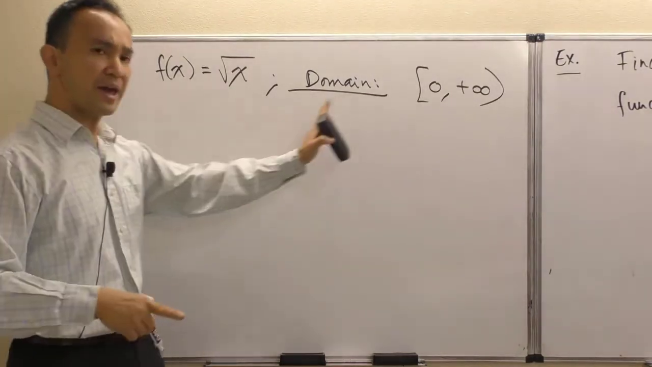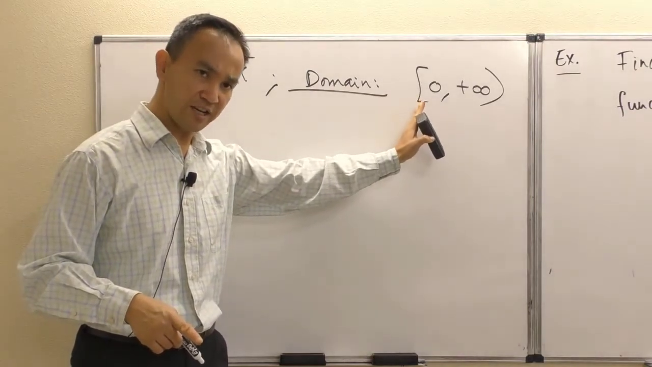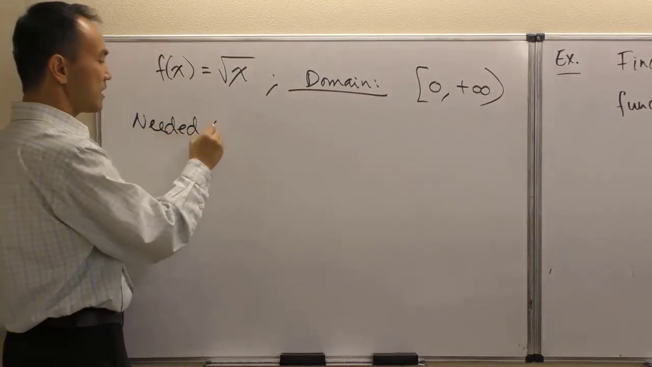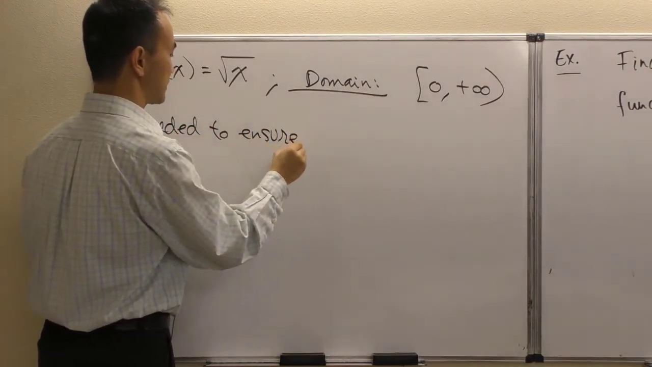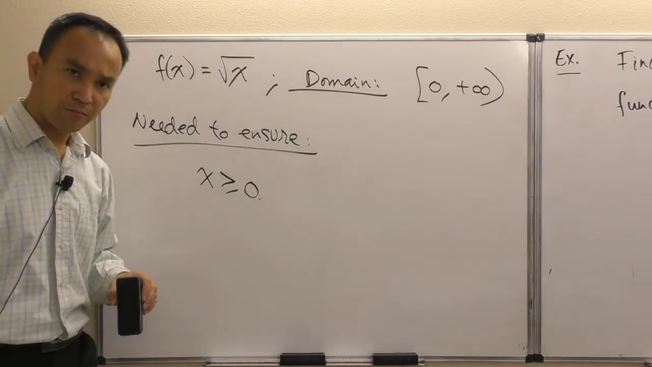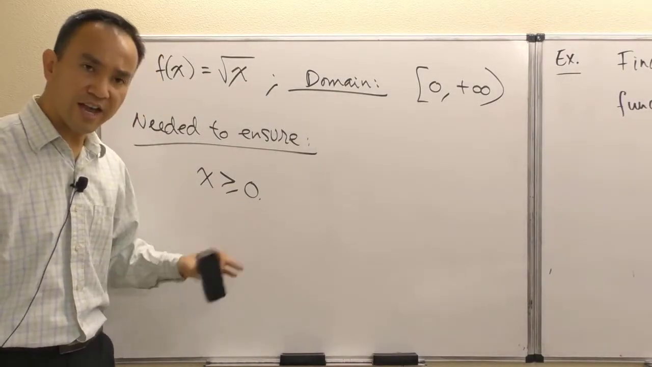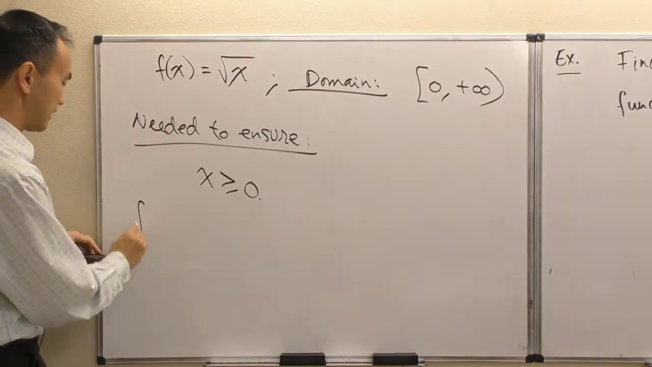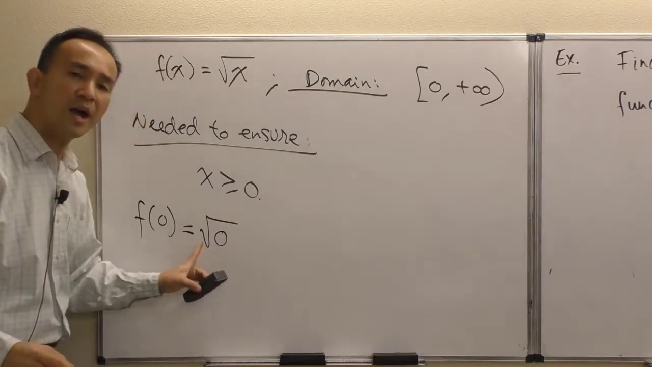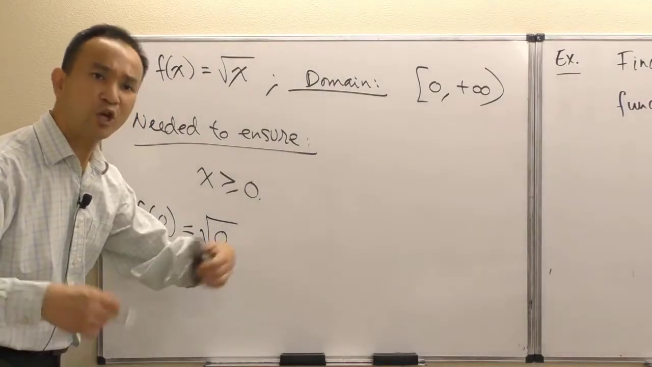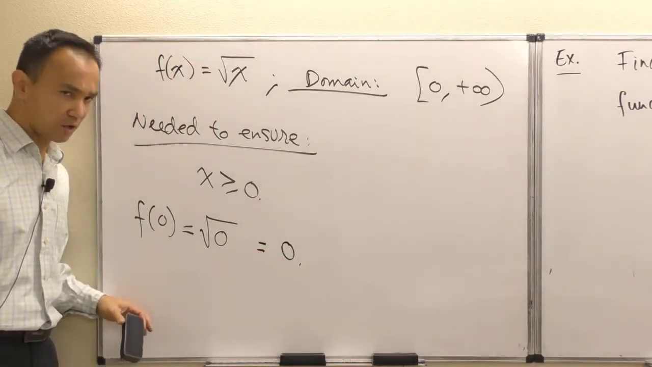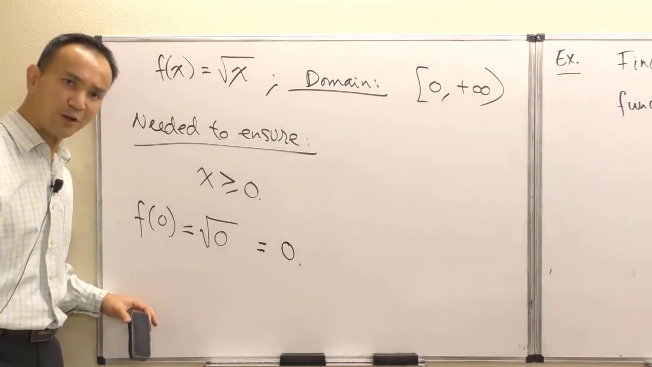The reason we came to this final domain is simply because we needed to ensure that x is greater than or equal to 0, because we could not take the square root of a negative value for this particular function. F of 0, yes, we will have a defined answer. It equals the square root of 0. The way this square root operation works for a human on Earth is that it gives 0. The square root of 0 is 0. It works just fine.